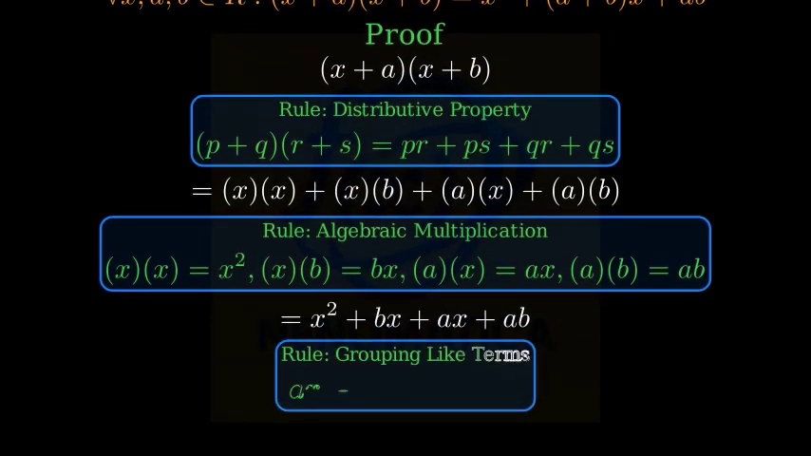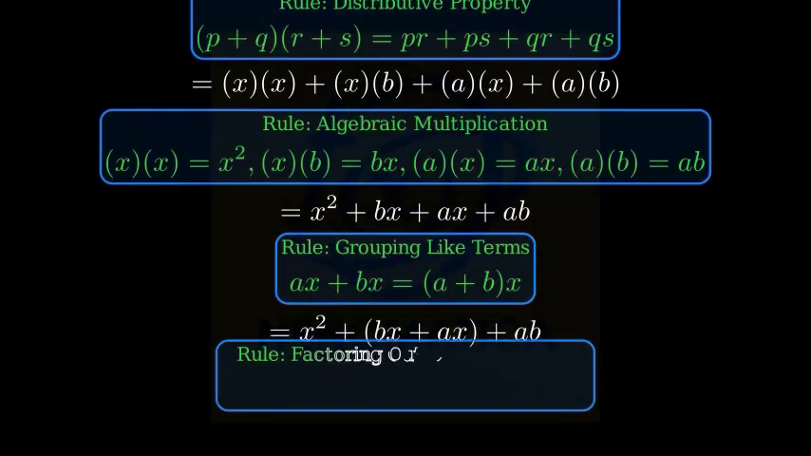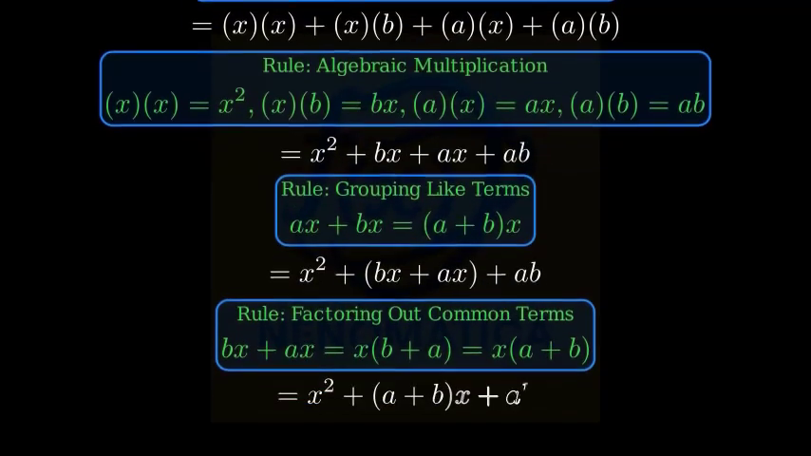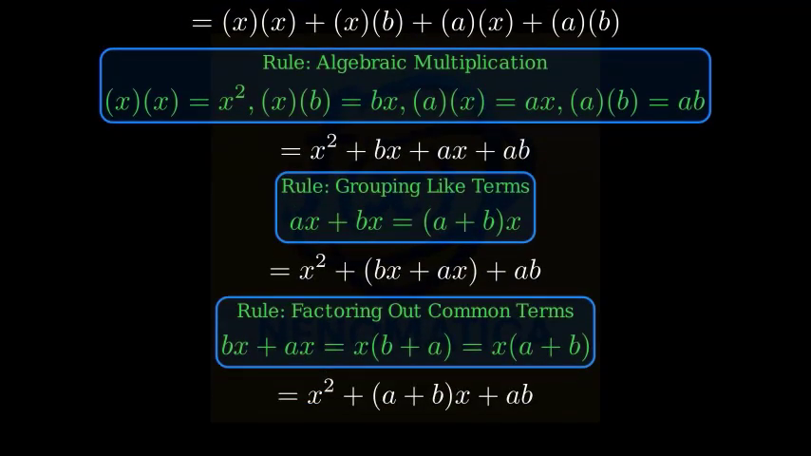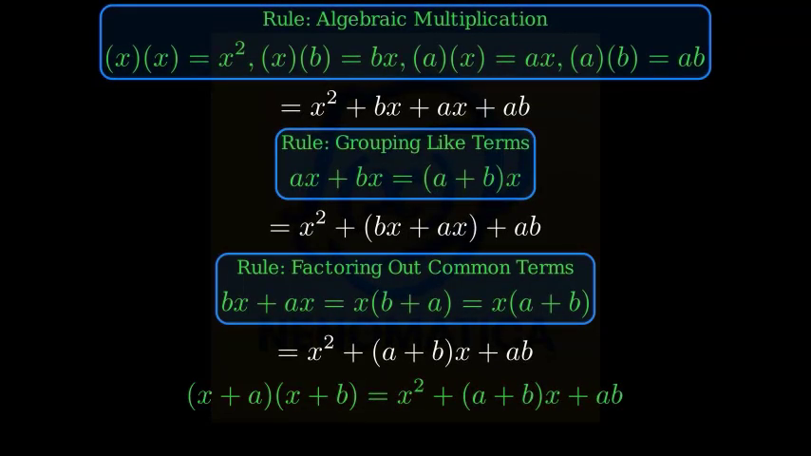For our third step, we'll group the like terms. Specifically, we'll group the terms that have x as a factor. For our fourth step, we'll factor out x from the grouped terms. bx plus ax equals x times the quantity b plus a, which is the same as x times the quantity a plus b.